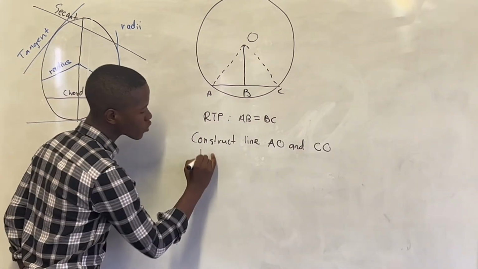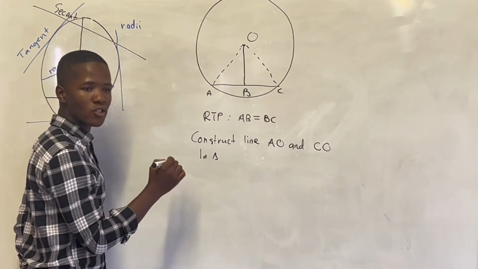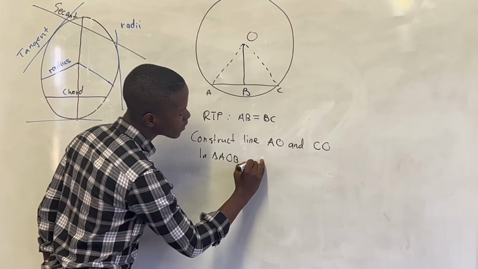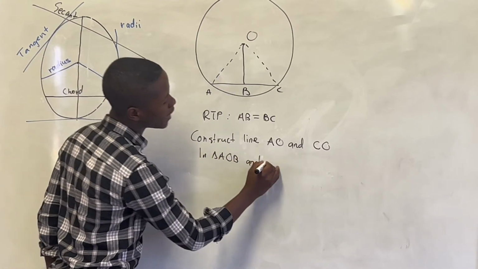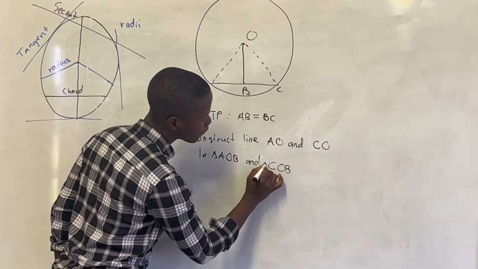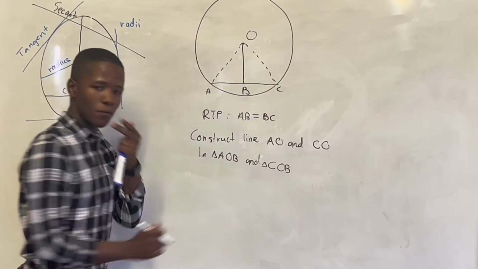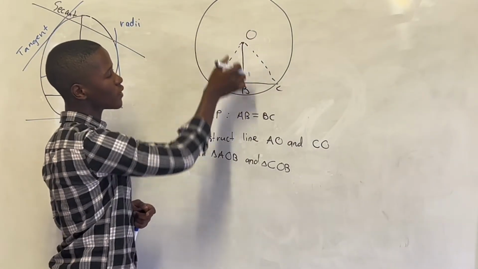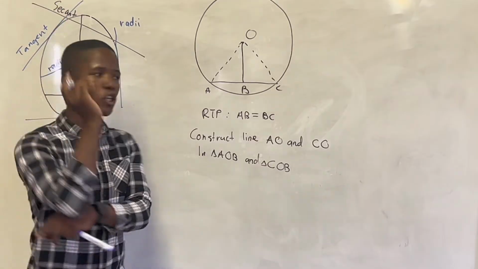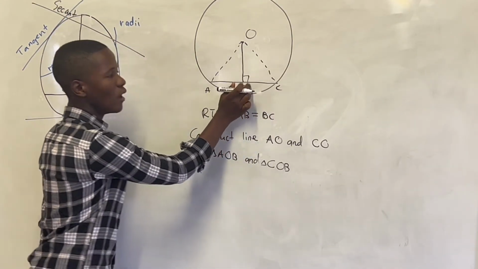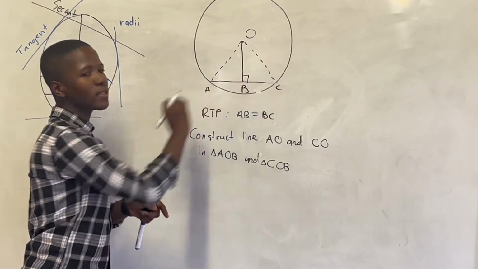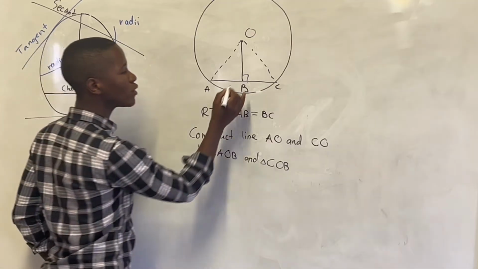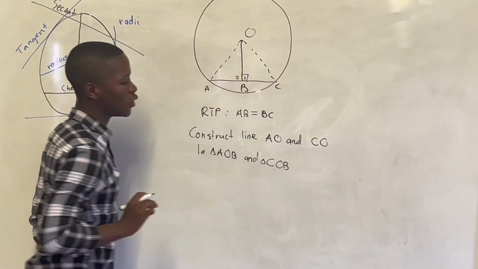You are going to say in triangle AOB, and in triangle COB. These are the two triangles that we are going to be focusing on. Don't forget, when we say a line drawn from the center perpendicular, perpendicular refers to 90 degrees. As soon as something is perpendicular, it forms 90 degrees. So you can label this B1 and also B2.